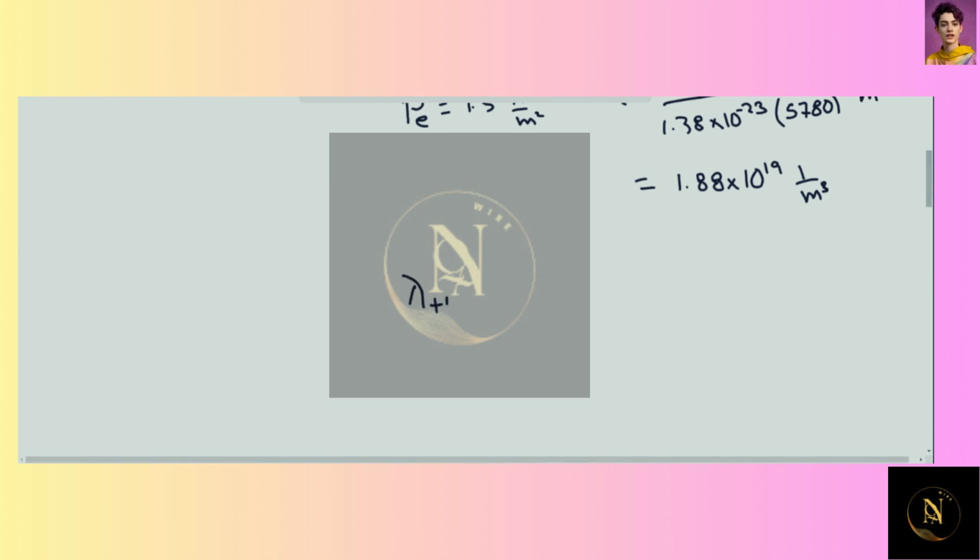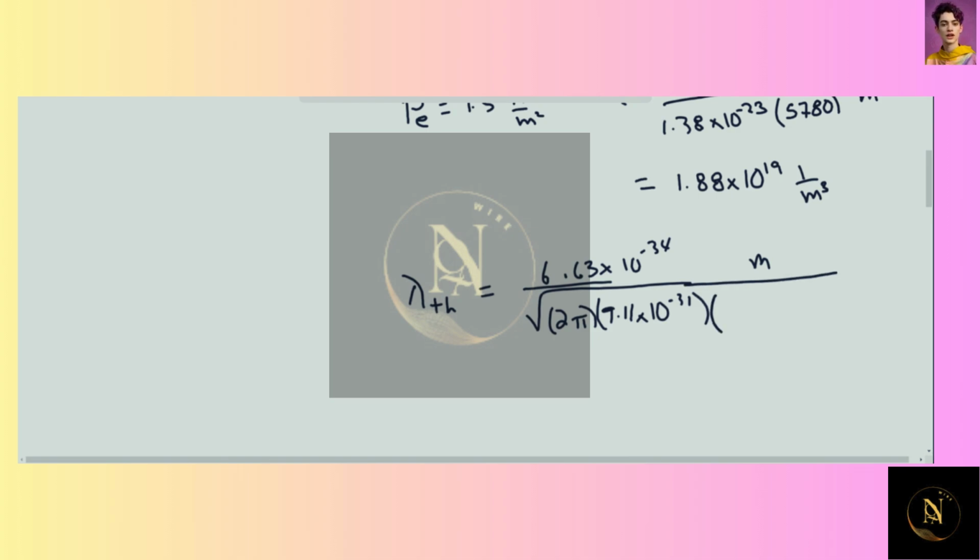The thermal de Broglie wavelength, let's go ahead and find that as well. So we have h over the square root of 2 pi. Let's just put in some numbers here. h is, of course, Planck's constant, 6.63 times 10 to the minus 34, and this will come out in meters, times 2 pi times the mass of the electron, 9.11 times 10 to the minus 31 kilograms, Boltzmann's constant, and the temperature one more time.